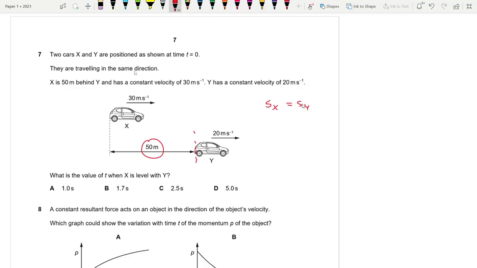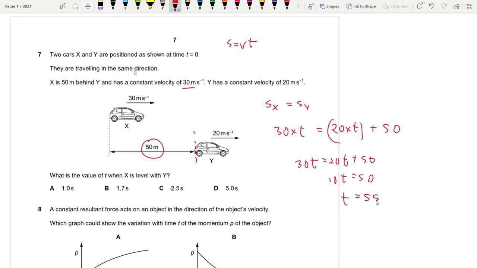Now y has a constant velocity of 20, and x has a constant velocity of 30. So for constant velocity, s is equal to vt, right? So 30 into t is equal to 20 into t plus 50, because y has a head start of 50 meters, right? So 30t is equal to 20t plus 50. 10t is equal to 50. t is equal to 5 seconds. So our answer should be D.